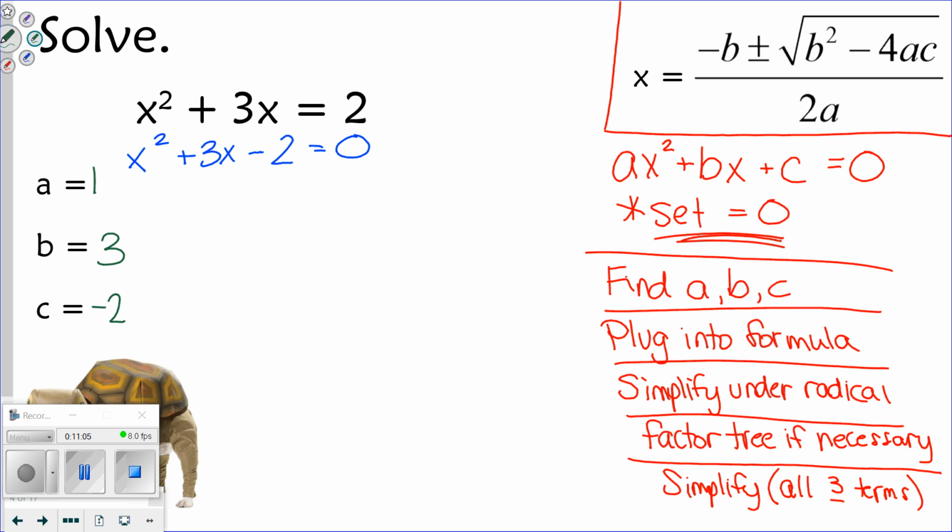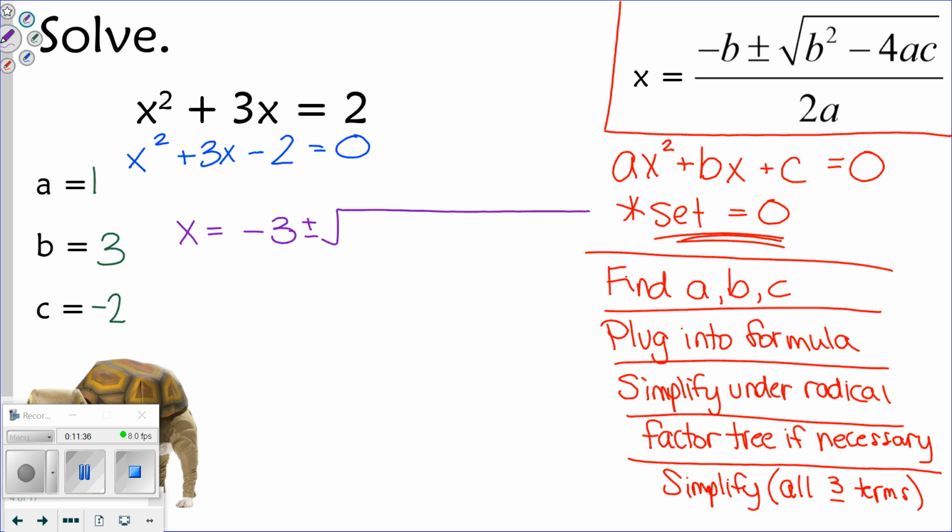All right. So from there, we're just going to plug everything in. So x equals, what's -b? What's that mean? If my b is 3, what's -b? -3. What if my b was -3 to begin with? It'd be positive. You could read that as the opposite of b. It just changes b's sign. That's all it does. Okay, then plus or minus.